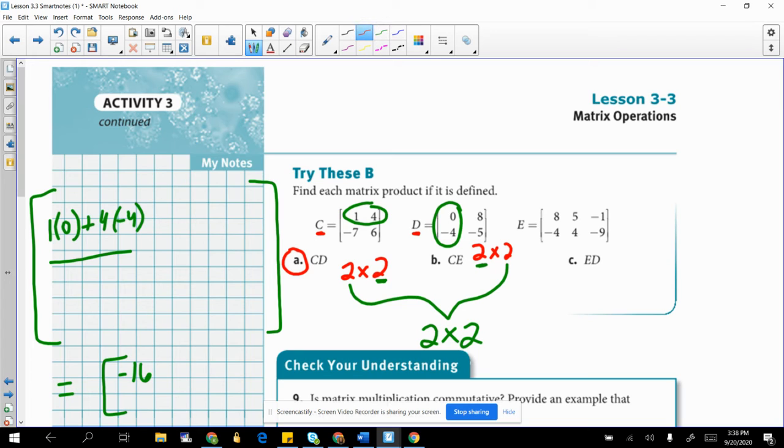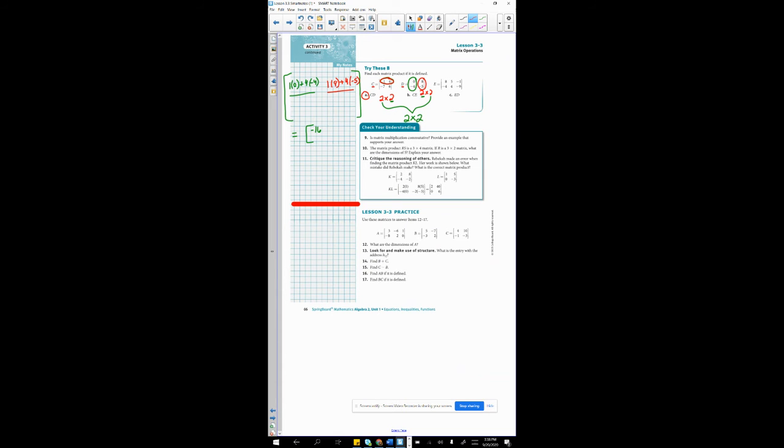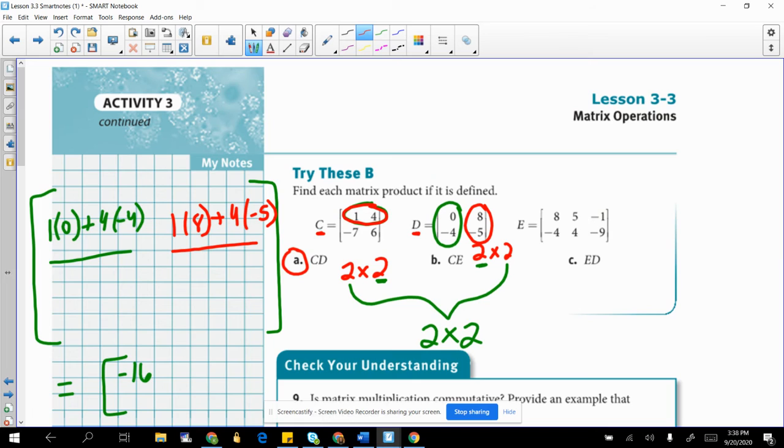Okay. All right, I'm going to switch colors here so you guys can see. But now we're going to move to this spot. And so that is the first row. So I'm still using these numbers, but now we're in the second column, right? So I'm going to do 1 times 8 plus 4 times -5. So 1 times 8 is 8. 4 times -5 is a -20. Sorry about that. So we have 8 plus -20, which is going to give us a -12.